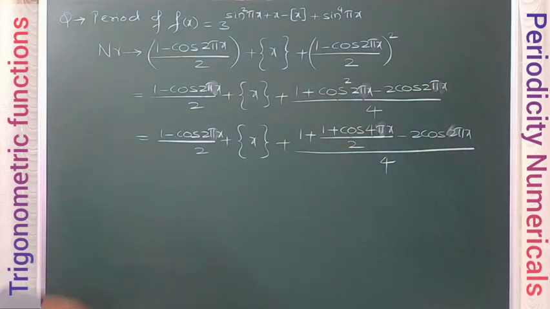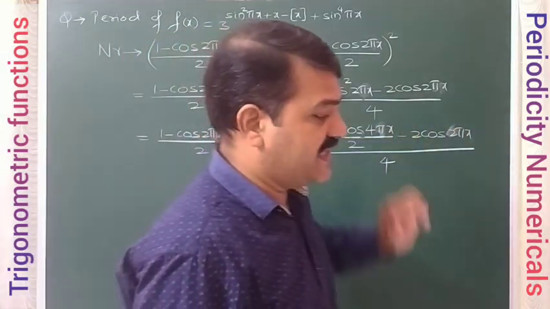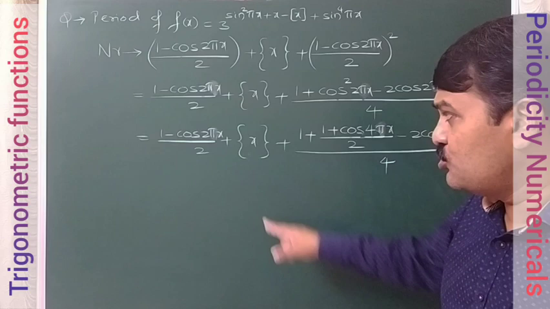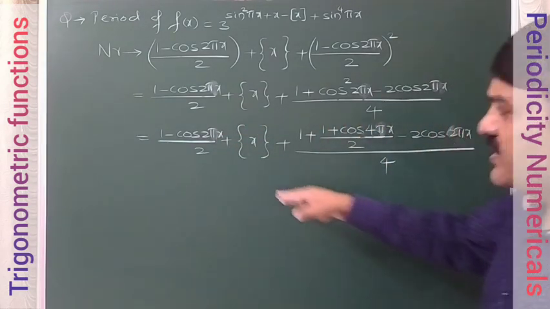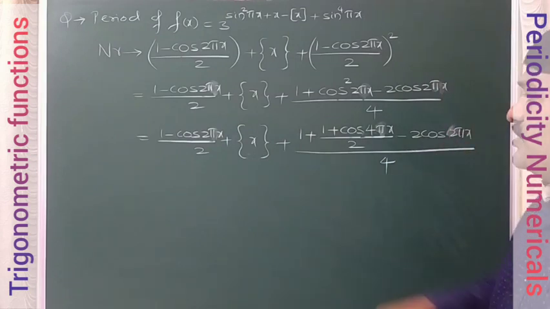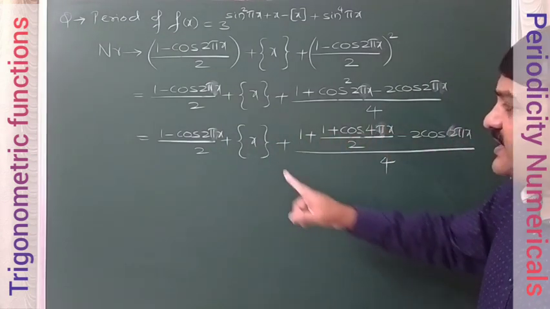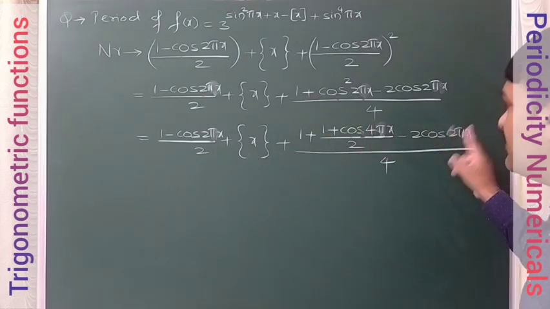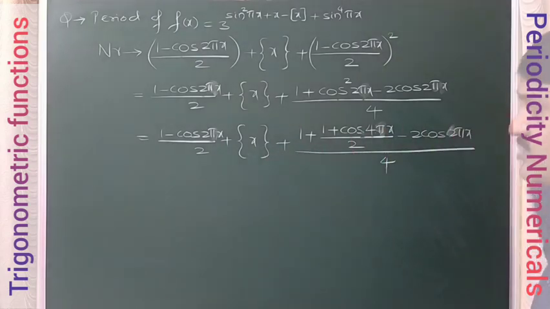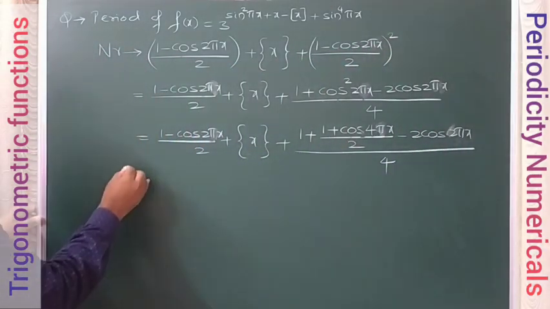Now individually we have 4 different functions, but cos 2 pi x appears twice and is the same, so there is no need of taking it twice. So we have 3 functions. Individually write the period of each one, and the LCM of those periods will be the answer.